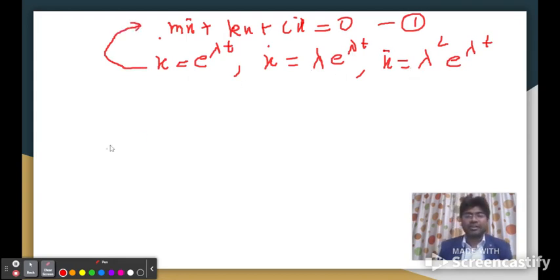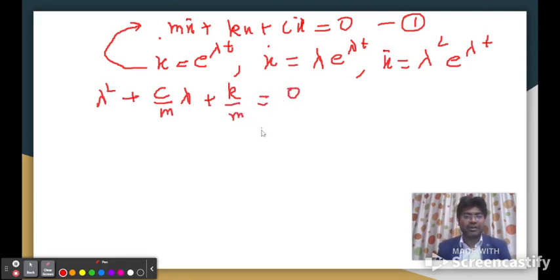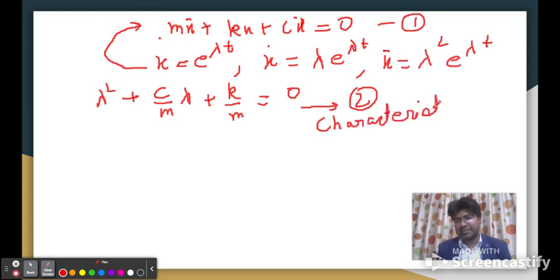Let us assume this to be equation 1. Putting all these values of x dot and x double dot in equation 1, and after solving, we get an equation like lambda square plus c by m lambda plus k by m is equal to 0. This is the characteristic equation. Write it here as equation number 2.